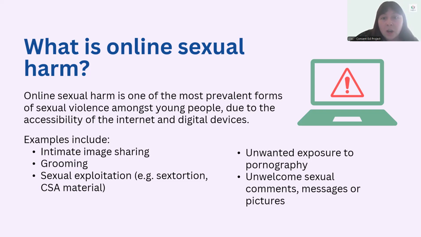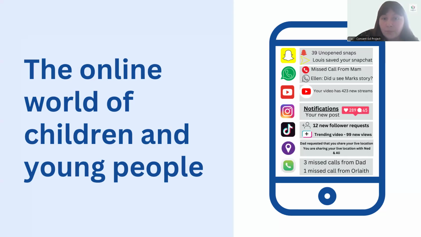So, online sexual harm is one of the most prevalent forms of sexual violence amongst young people due to the accessibility of internet and digital devices. Some examples of this include intimate image sharing or nude sharing, grooming, sexual exploitation, so things like sextortion and child sexual abuse material. And we'll look into a lot of these terms later in more detail, so don't worry if you don't know them. Unwanted exposure to pornography, and then unwelcome sexual comments, messages, pictures, or other types of online sexual harassment.